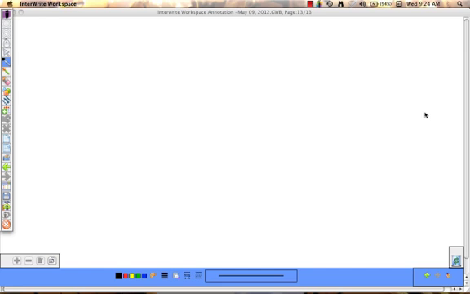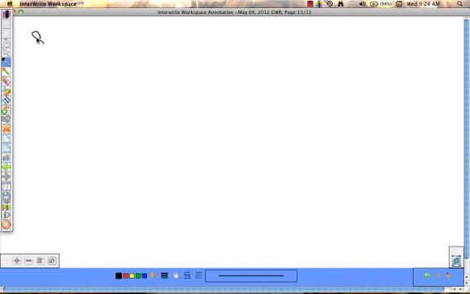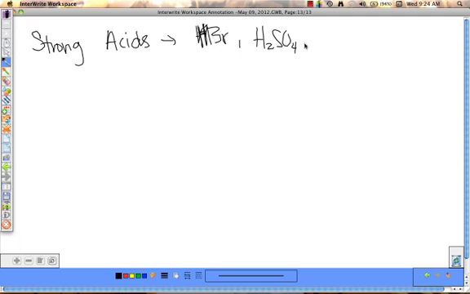Strengths of acids and bases. What are our strong acids? HBr, that's what I know. HI, H2SO4, HBr, HCl, HNO3, and HClO4. Is that chlorate? Perchloric. Hey, can you put that on the thing too?